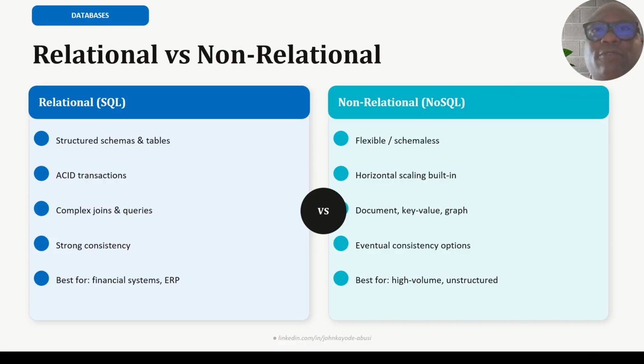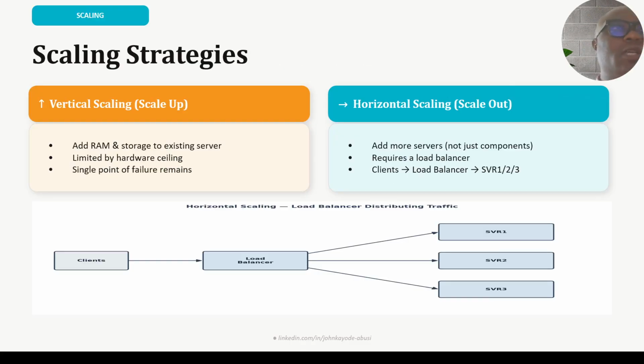For instance, if you are getting data from social media, maybe you want to farm those clicks, those posts, those videos. If you want to have anything to do with those things, unstructured data like that could benefit from a non-relational database. So let's look at scaling strategies now.